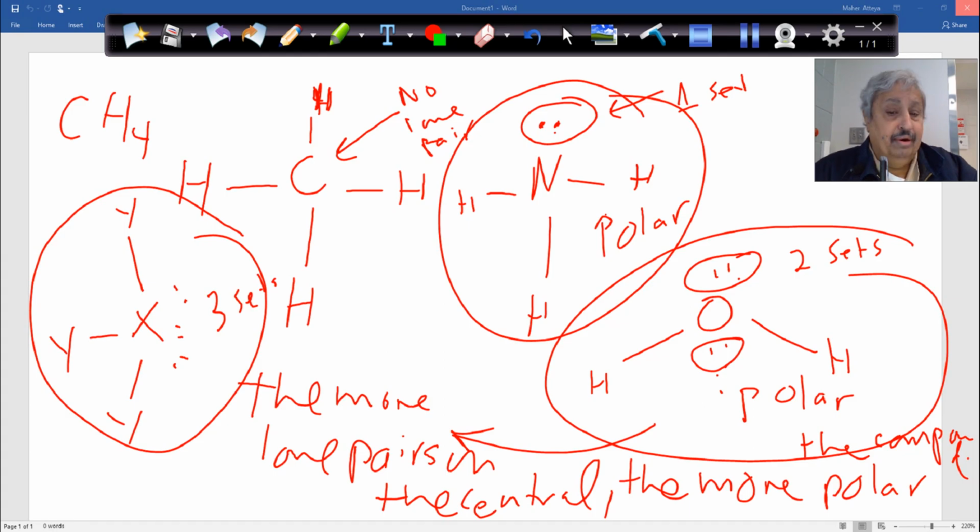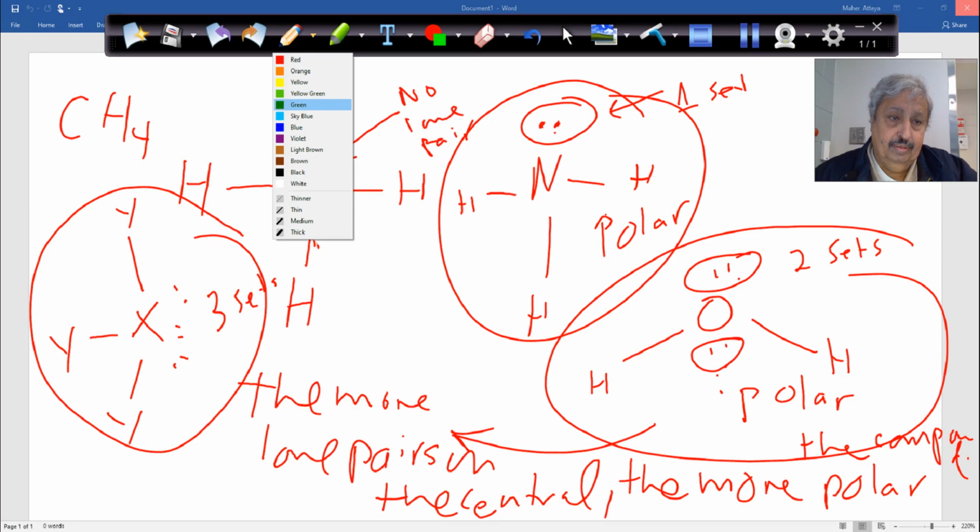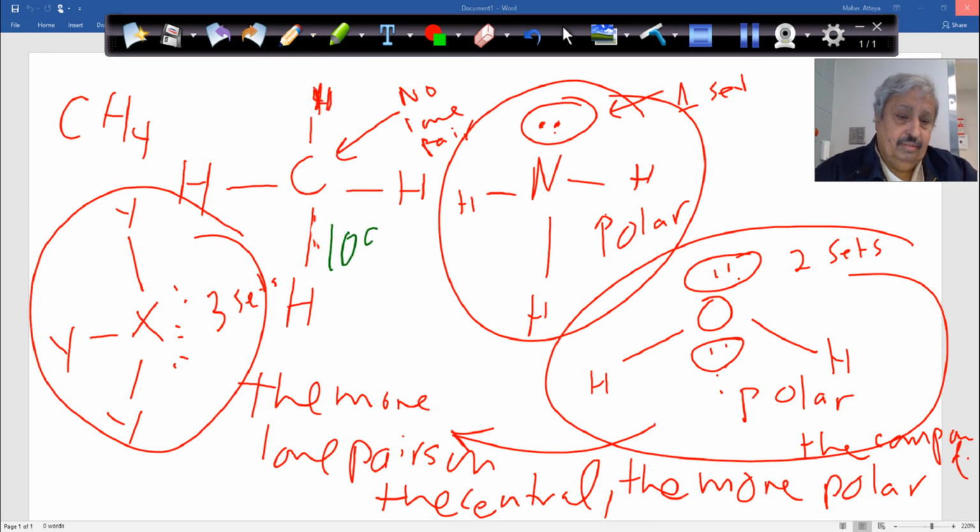Everyone's following? Now, the opposite effect of this lone pair: this is tetrahedral, 109.5 degrees. Now, if you have a lone pair, the lone pair will squeeze the angle between nitrogen and hydrogen. The geometry is tetrahedral, 4 units of domain, but it will be squeezed. This is 107 degrees. Correct?